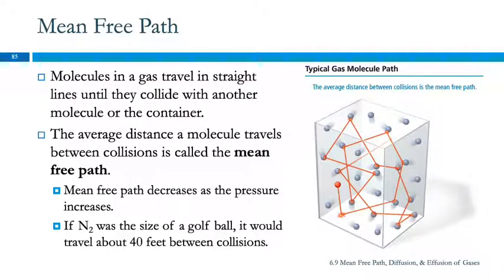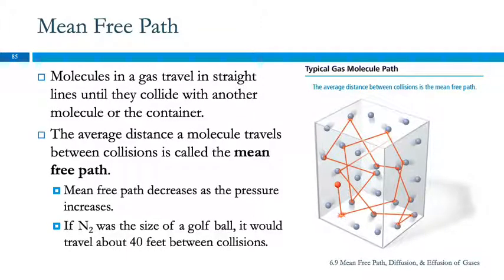So there's this idea called mean free path, and that is the average distance that a molecule can travel freely without running into something. The free path for any given particle is going to be different, right? This one went this far before it ran into something. This one went this far.